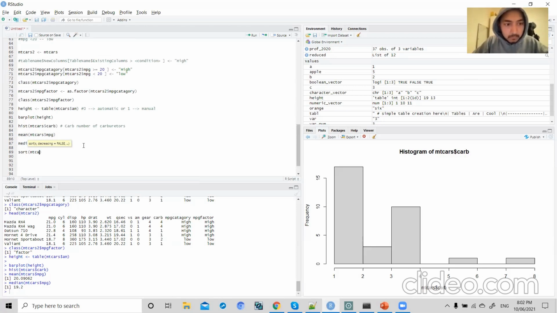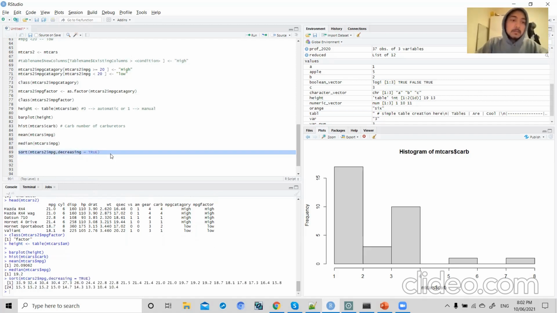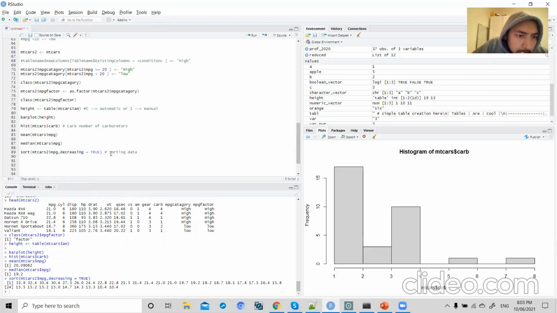Sort mtcars dollar sign mpg, let's say I want to sort on the basis of mpg. Then this decreasing should be false, should be true, sorry, because the sorted value will always be in decreasing order. So this is sorting.